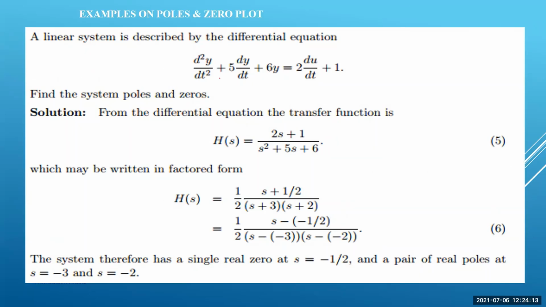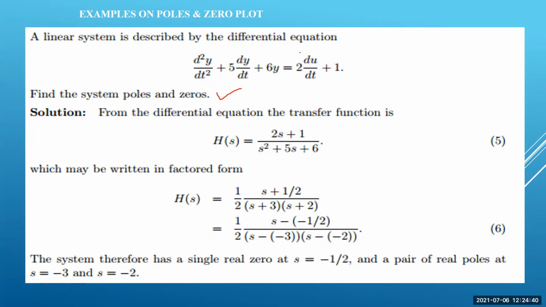There is one linear differential equation: d square y by dt square plus 5 dy by dt plus 6y is equal to 2 du by dt plus u. Find the system's poles and zeros. Now, from the differential equation we can find out the transfer function as 2s plus 1 divided by s square plus 5s plus 6. So how has it been found?